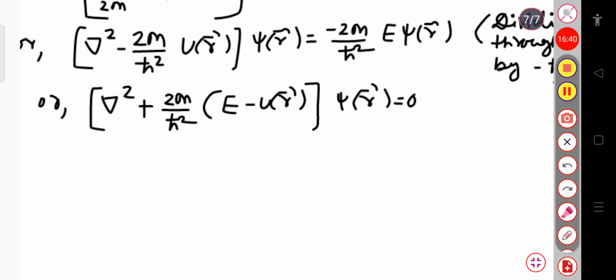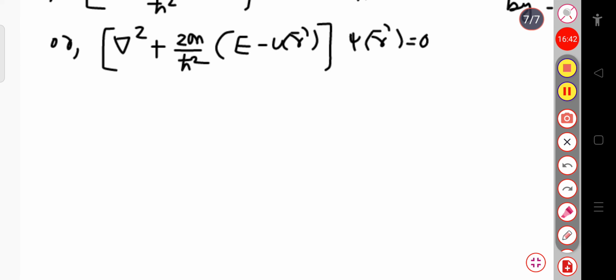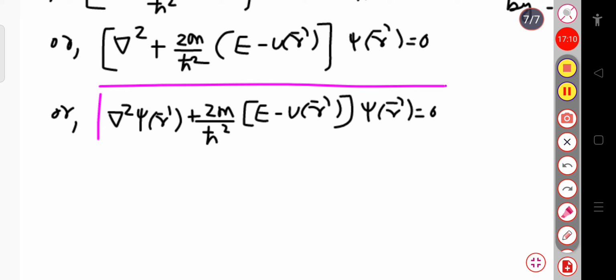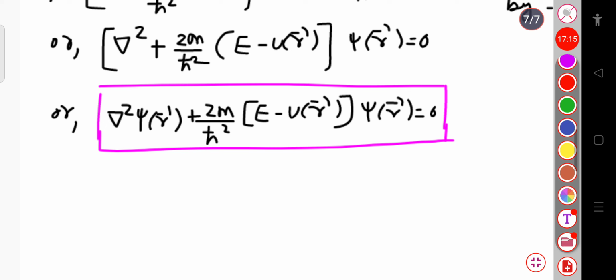Or I can also write this expression as ∇²ψ(r) plus 2m/ħ² into (E minus U(r)) into ψ(r), that is equal to 0. So it doesn't involve time. Okay, this expression doesn't involve time. So let me put a box here. This is the Schrodinger time independent equation in 3 dimensions.